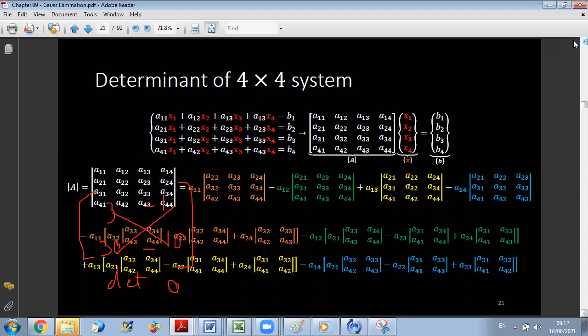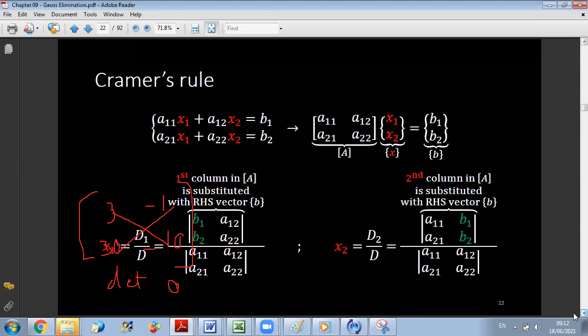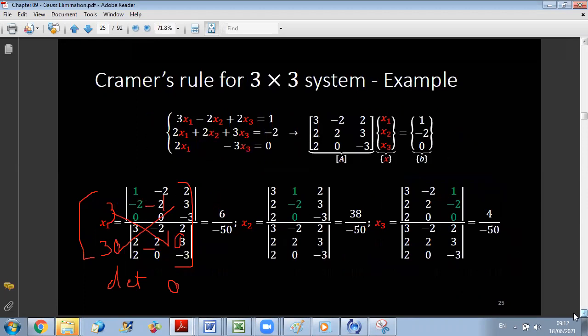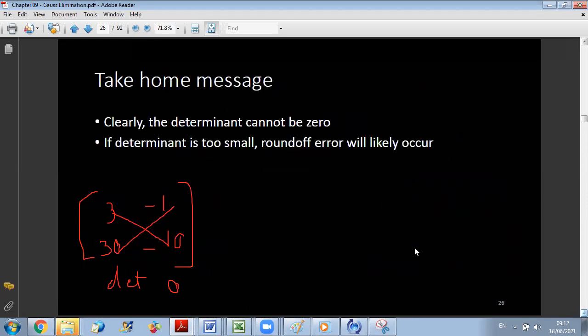Now the second problem is the time. If we have a 4x4 system, look at the huge amount of computation we should do. So it's not efficient to use this rule. This is why we will develop together new techniques in order to be able to solve a linear system of equations.